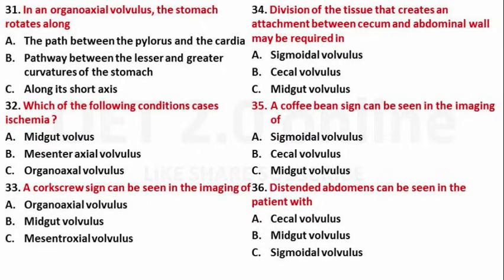A Ladd's surgical procedure is done to treat midgut volvulus, which entails dividing the tissue that creates an attachment between the cecum and the abdominal wall, called Ladd's bands, widening the mesentery of the small intestines, removal of the appendix, and proper placing of the colon and cecum.